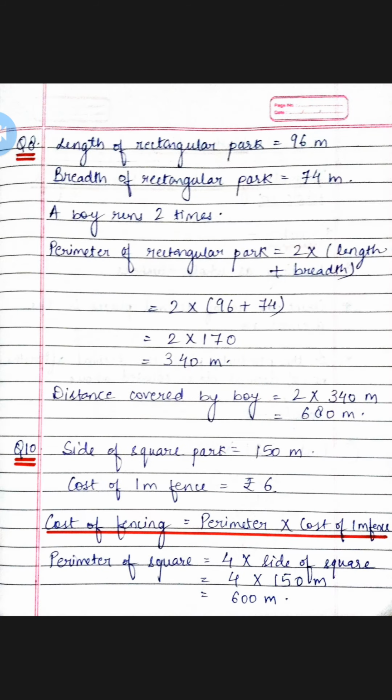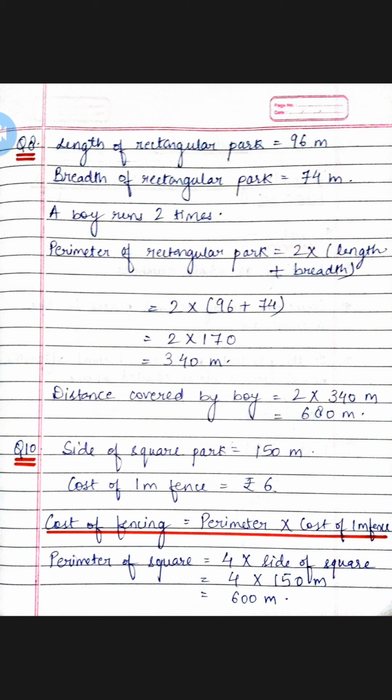Clear? Now next, come to question number 8. The length and breadth of a rectangular park are 96 meters and 74 meters respectively. Respectively is given, that means length is 96 meters and breadth is 74 meters. A boy runs 2 times around the park. Find the distance covered by him.